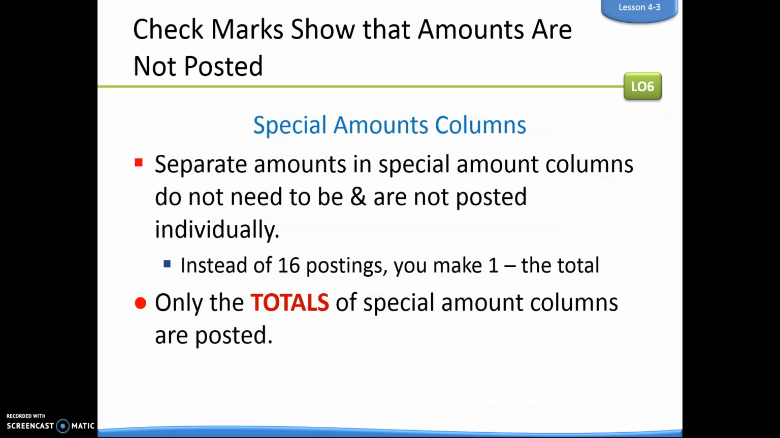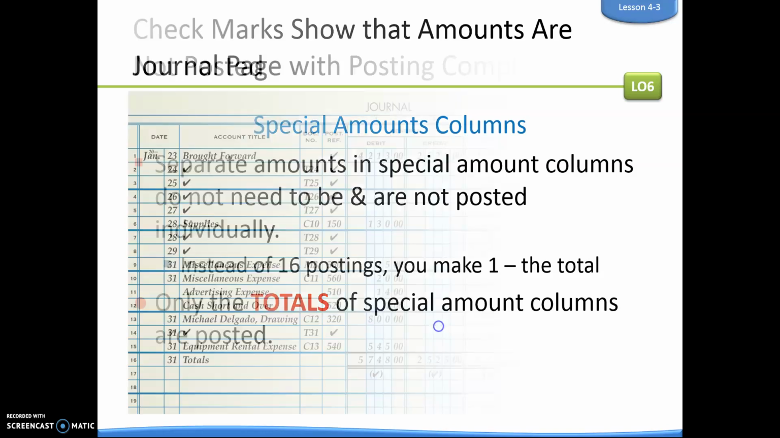Now again, the reason we do this is to save time. Instead of having to post every single one of those in a journal page, and you've seen it, you did your chapter 3 mastery problem where you had all those amounts that affected sales and cash. Instead of posting those individually, you just have to do it once as part of the total. That's why it's so great.